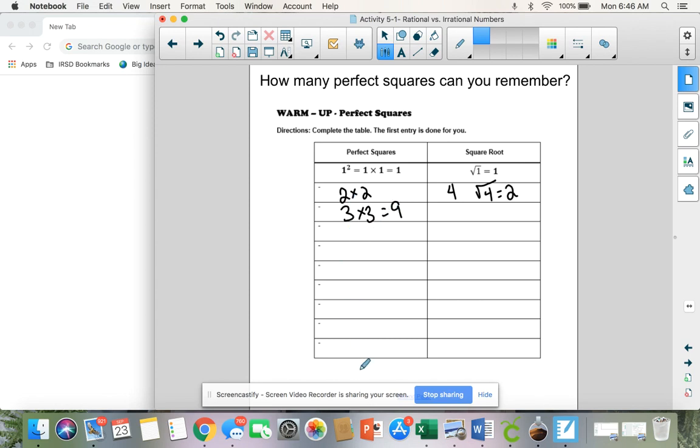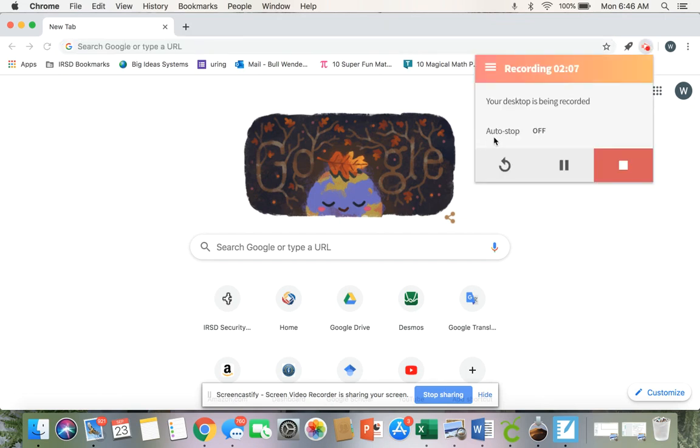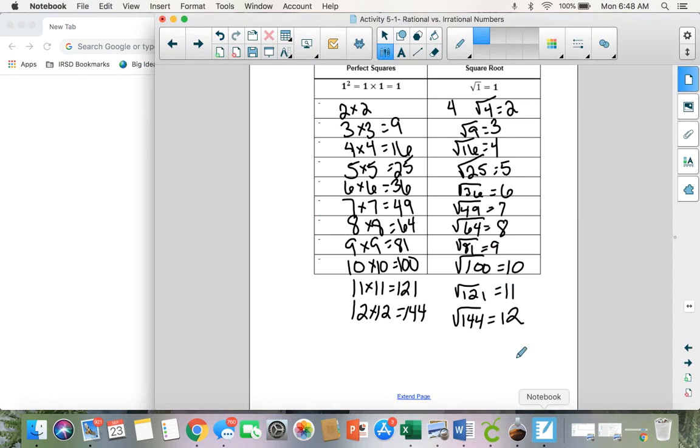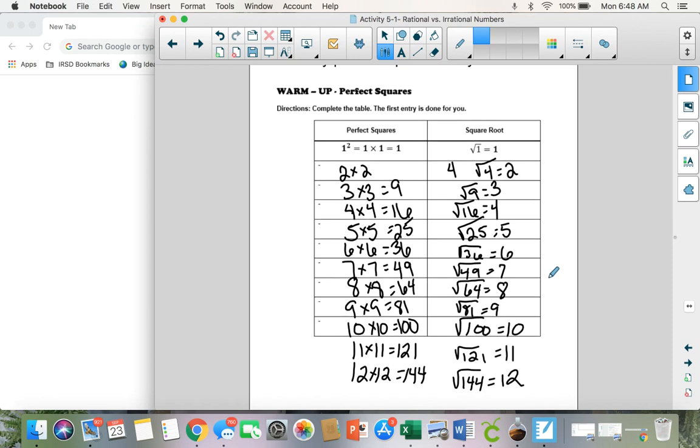Keep going and see how many you can remember, and then push play and check your answers. So pause right now and see how many you can do, and then when you come back we'll check. All right, so you should have up to 12, and if you just need a reminder, here are the square roots up to 12. And this will really come in handy when we go to estimating irrational numbers.